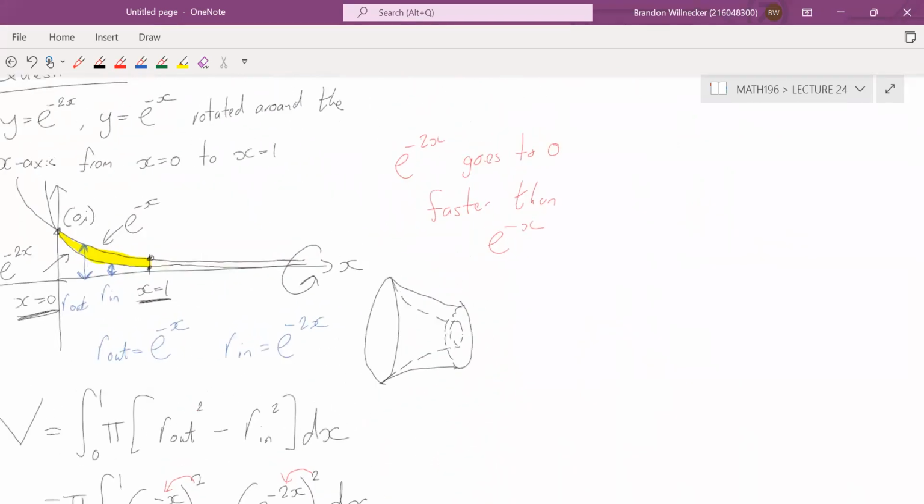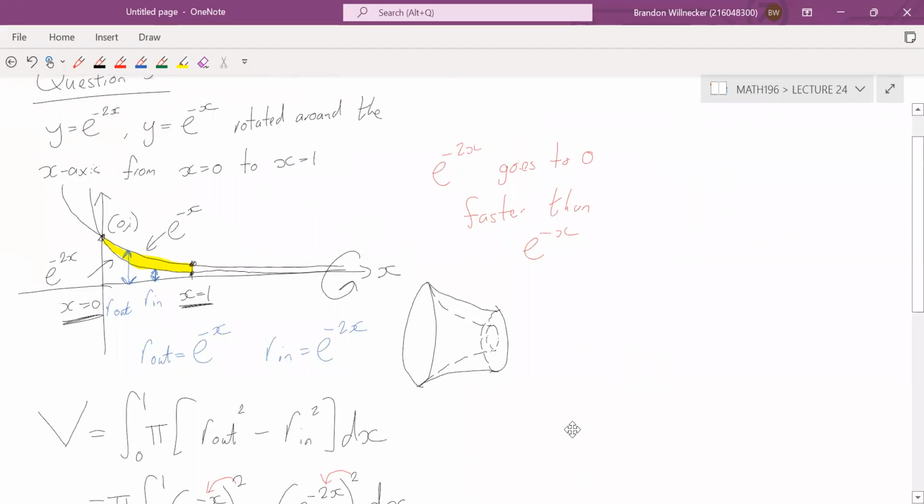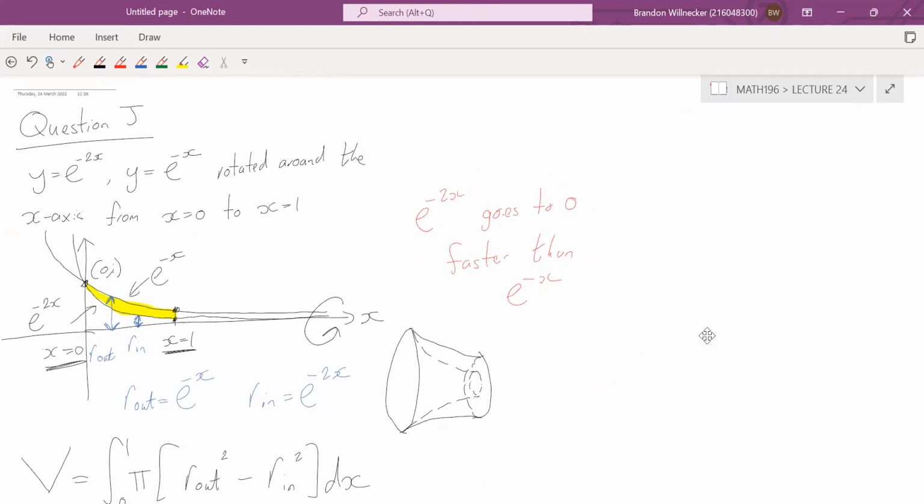Let's go back to the picture. Any questions about this one? Okay, so this was question J from your tutorial quiz. Okay, are there any other questions about the disk or washer method? Okay, so everyone's all right with this.